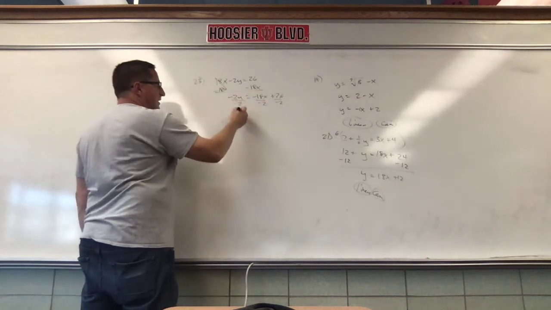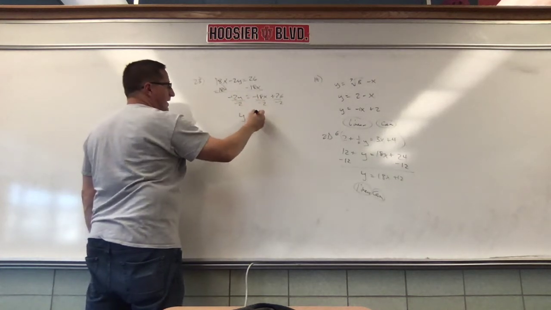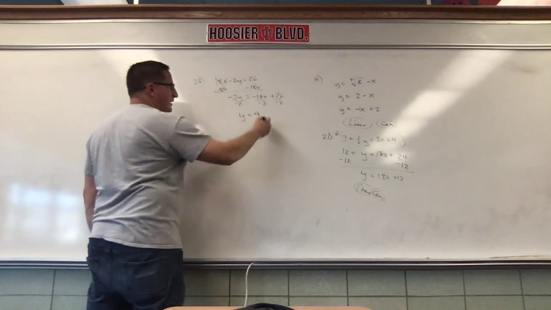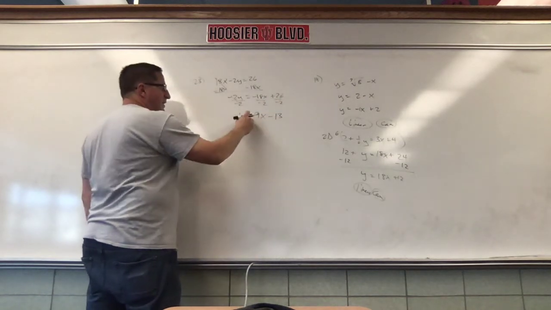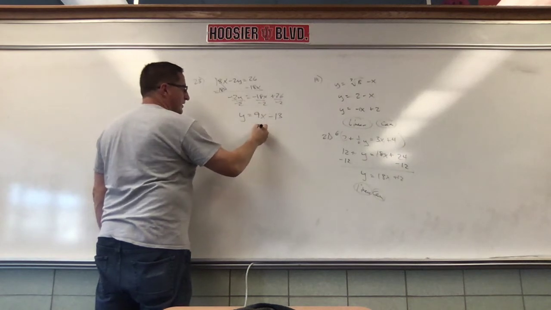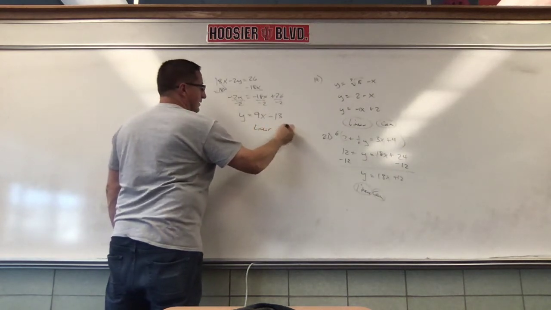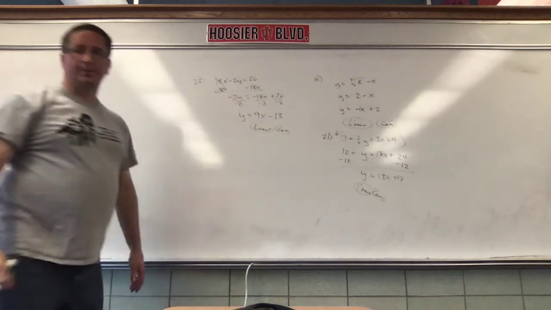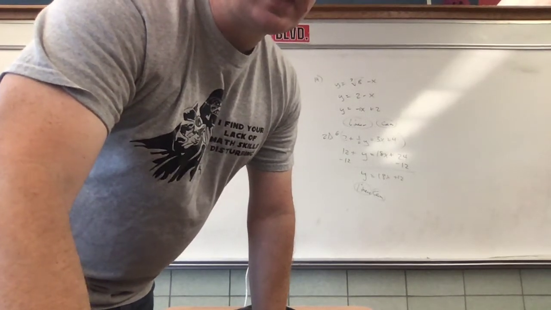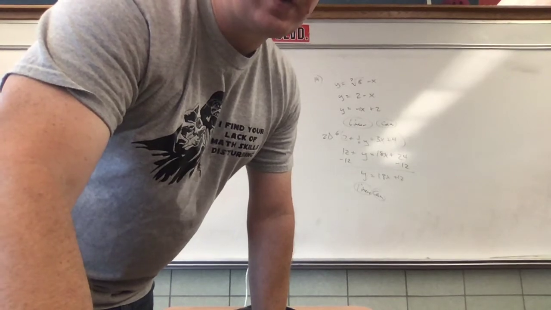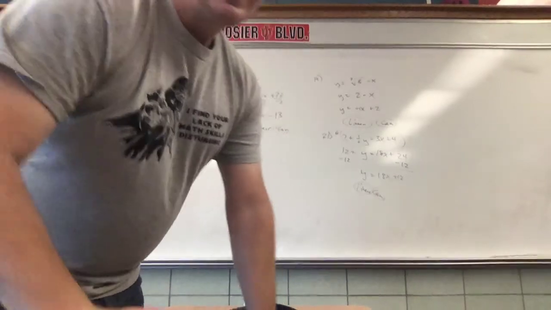If we do that, these cancel. Y equals, a negative over negative is a positive, 18 over 2 is 9x. 26 over negative 2 is negative 13. Y equals mx plus b. It's linear because you can write it as y equals mx plus b form. Okay, that's 23. Okay, 27, almost done. 3 more to go.